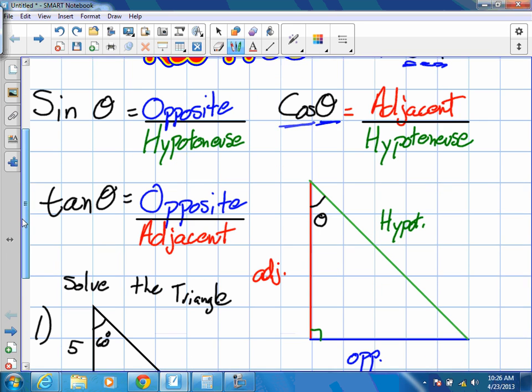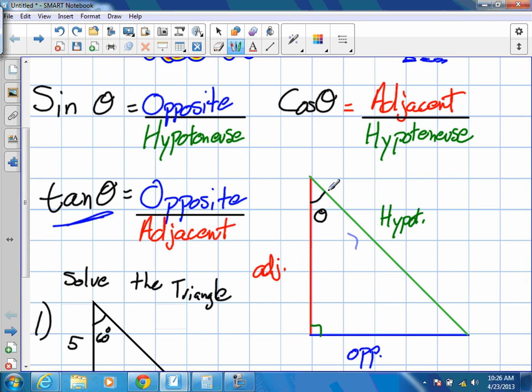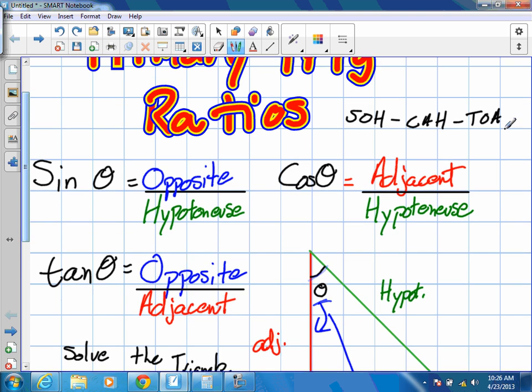And finally, tangent. Tangent theta, same idea. We're looking for this angle specifically. It is equal to the opposite side divided by the adjacent side. And then that is TOA. Tan is opposite over adjacent. So this acronym is to help you remember how to set up these three primary ratios.